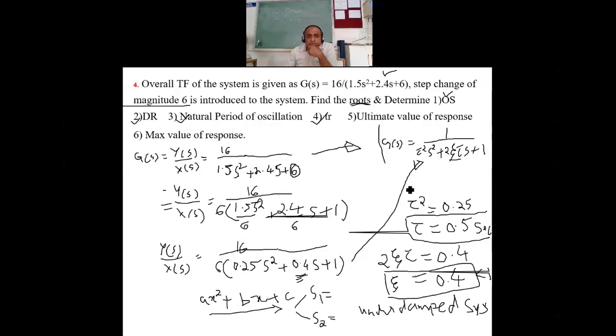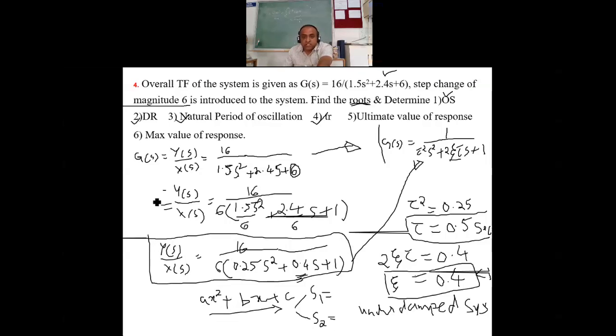This is the steps till 4. Now I'll tell you how to find the ultimate value of response and maximum value of response. So I'll go to the next slide. Please remember, I'll use this final transfer function. I'll go to the next, 5th and 6th. I'll tell you the ultimate value of response and the maximum value. These two I will tell you.